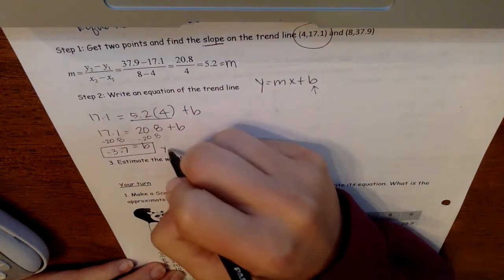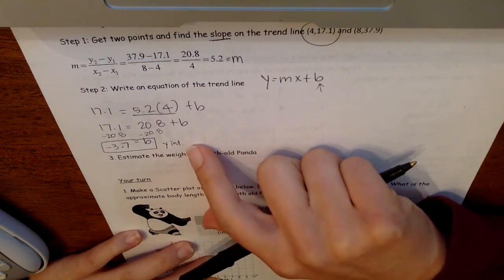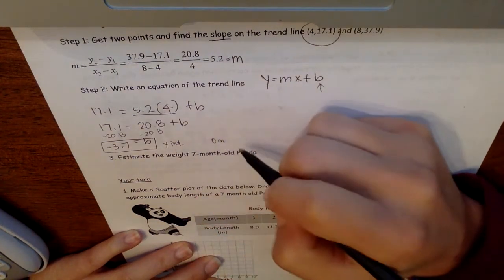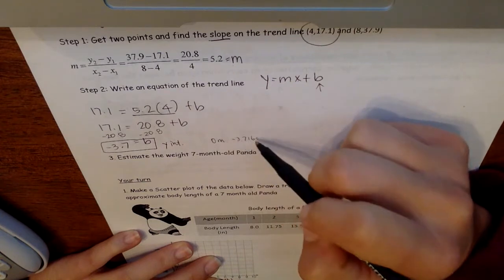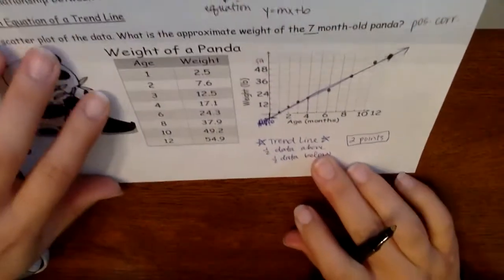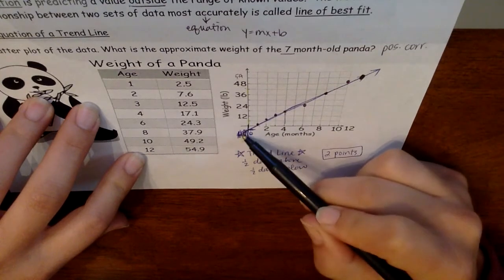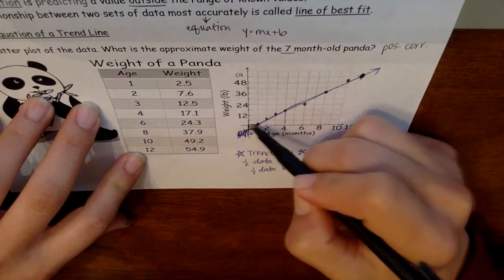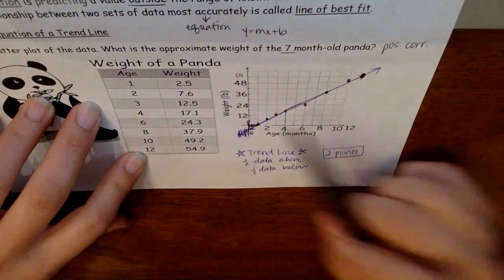That is our y-intercept. In the real world, it does not make sense to have a negative y-intercept because a panda at 0 months is not going to be negative 3.7 pounds. There's no way. This is just the equation of our trend line. If we continued this line, it would be in the negatives. So that is why the y-intercept was negative 3 point something. But in the real world, you would only look at quadrant 1, and it would just start at 1 month because that's where our chart starts.